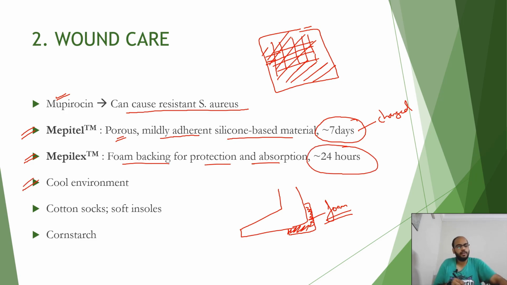Give them a cool environment. We have already discussed that heat and sweating can actually increase the erosions. So cool environment. Cotton socks, soft insoles inside the shoes. In fact, some mention to use two socks so that there's enough padding while the patient is walking. Simple cornstarch can actually absorb the sweat so that there's not much damage. It may provide a bit of lubrication also because it is slippery, easier for the child to move about. So cornstarch can be used.